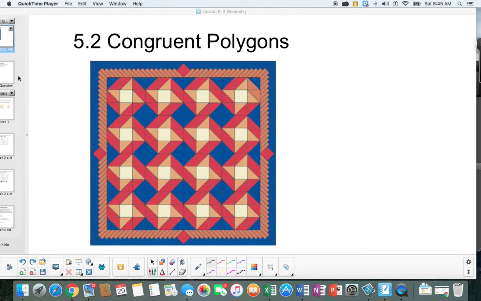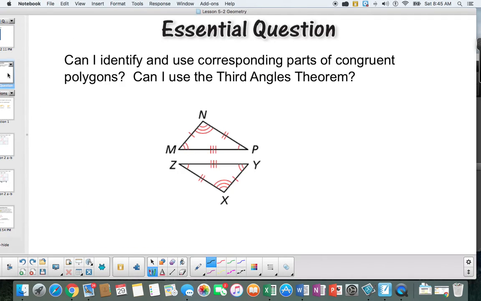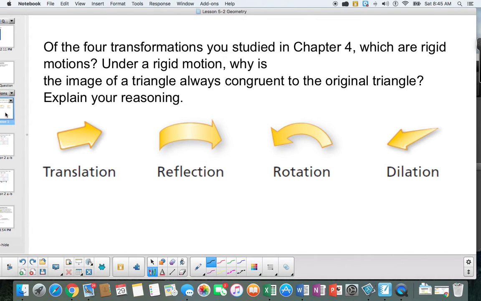Lesson 5.2, Congruent Polygons. Essential question: can I identify and use corresponding parts of congruent polygons? Can I use the third angles theorem? In our study of the four transformations, we found that 3 of them are rigid. And these 3 will help us show that one triangle is congruent to another.